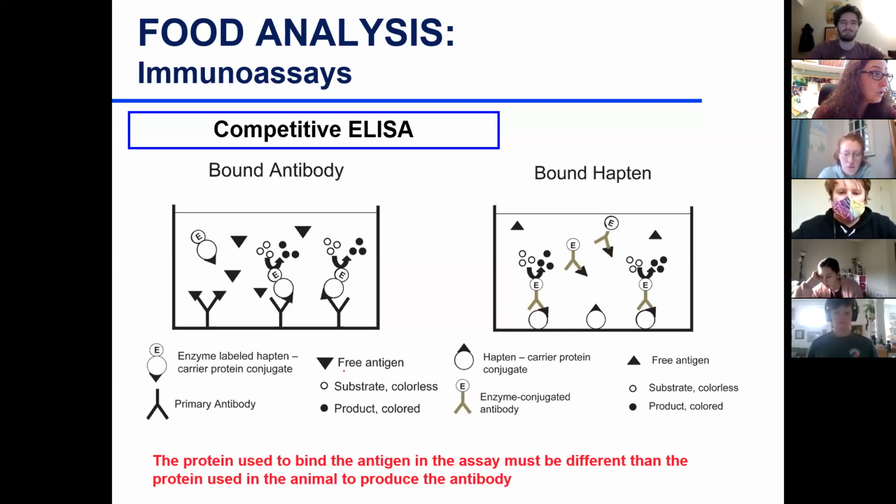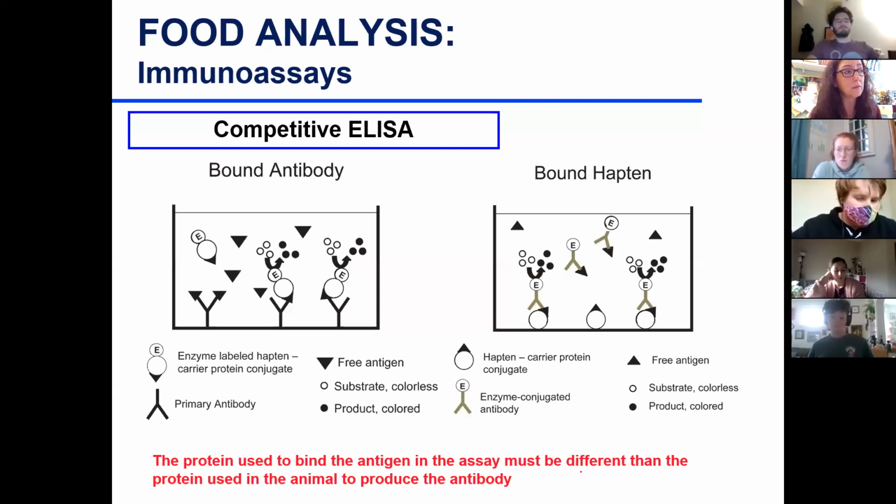One thing I want you to note here is that the hapten I use in my assay should be different. The carrier protein should be different from the carrier protein used in the animal to produce the antibody. Because then the antibodies, instead of just binding to the antigen, might start binding to the carrier of the hapten itself, if it's the same protein that was injected in the animal. So it's very important that the hapten we use in the assay is different from the hapten used to produce that antibody in an animal.